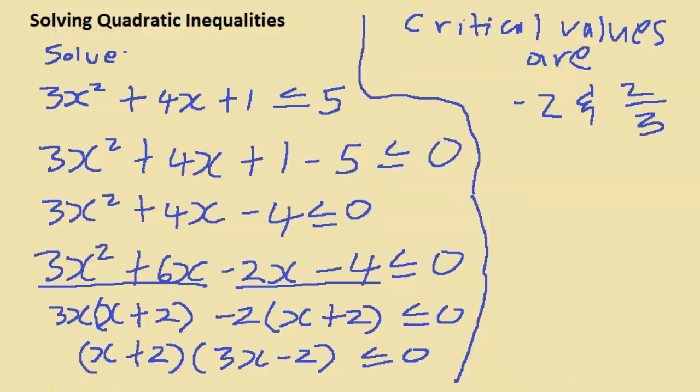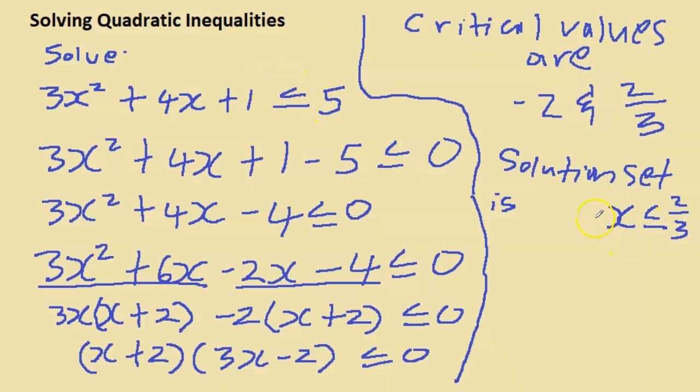Good. So once we have our critical values, we can simply write the solution set. So the solution set is, now because it's less than or equal to 0, it's between the two critical values. So x is less than or equal to 2/3, so we follow this sign, right? And greater than or equal to minus 2.